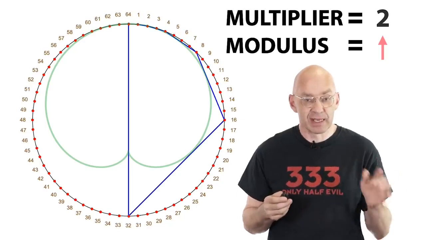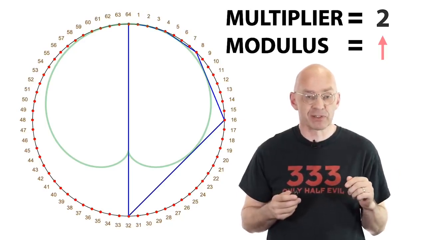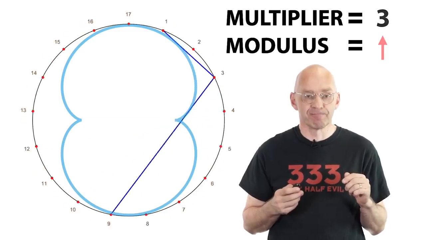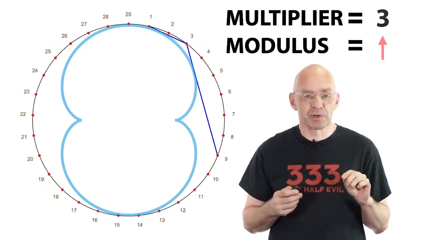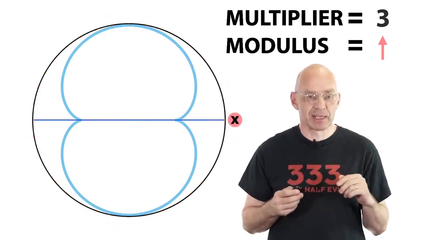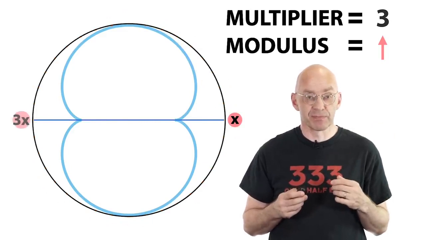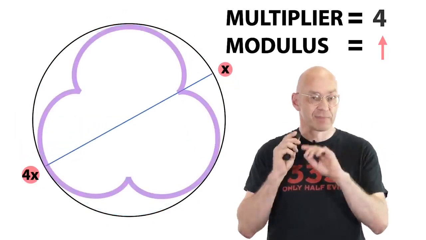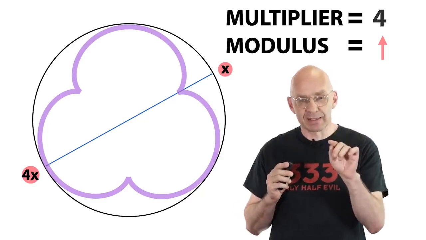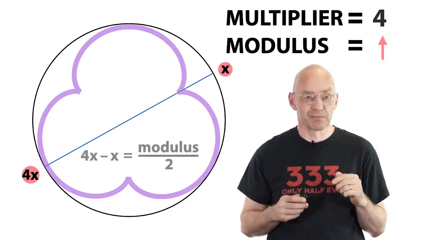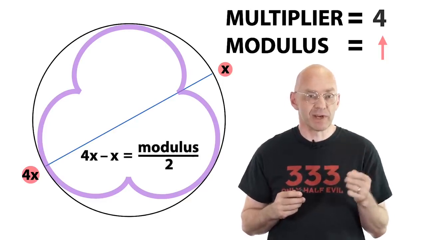Makes sense, right? Here's what happens when we set the multiplier to 3. So the first cusp occurs at the point x, such that 3 times x is ideally on the opposite side of the circle. For the next multiplier 4, this picture would look like this. Now, 4x minus x, that's the distance between the 2 points, is half the circle, so half the modulus. Now we just follow our nose and solve for x.